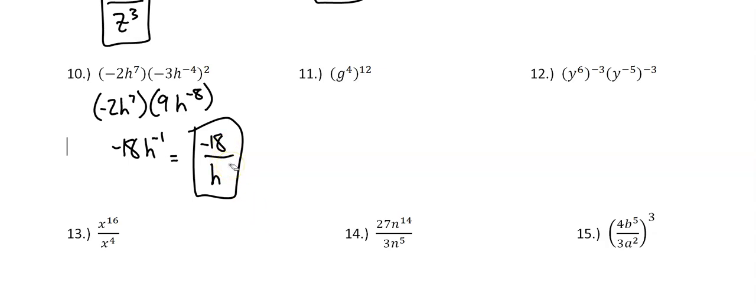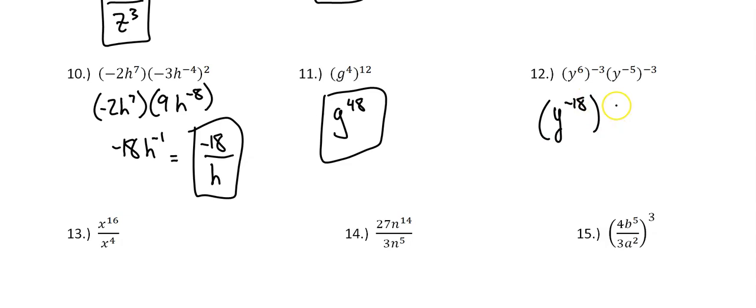Okay? This one, when I raise it to a power, I multiply the exponents. So that's going to be a g to the 48. This one, following rules of exponents, when I raise it to a power, I multiply the exponents. So that's a negative 18. And again, I'm just doing the exponents because that's what comes first in order of operations. Here I multiply the exponents. That's a y to the 15th.